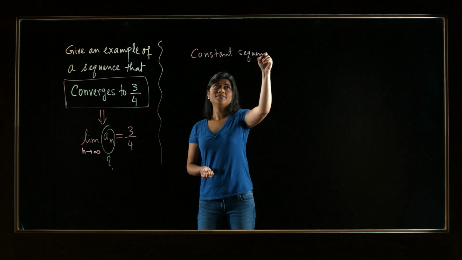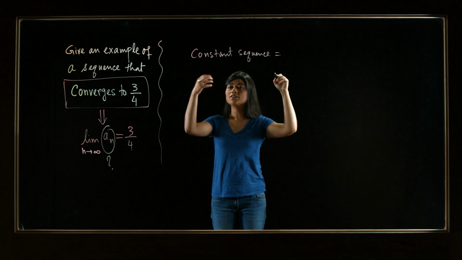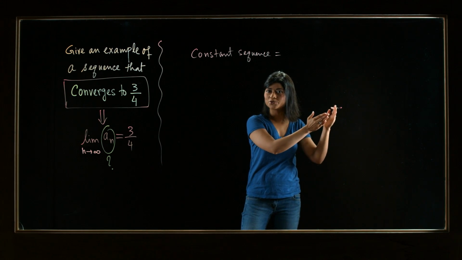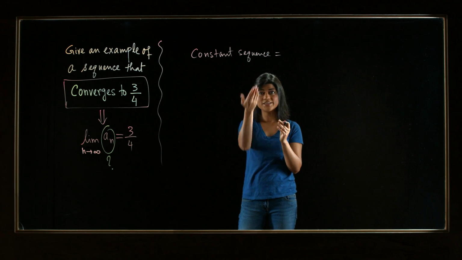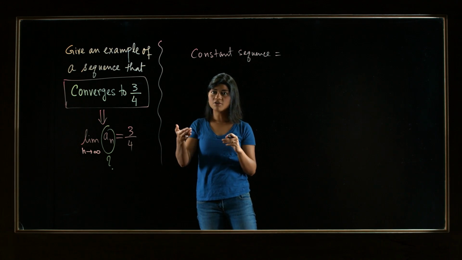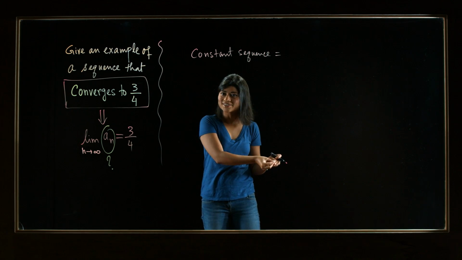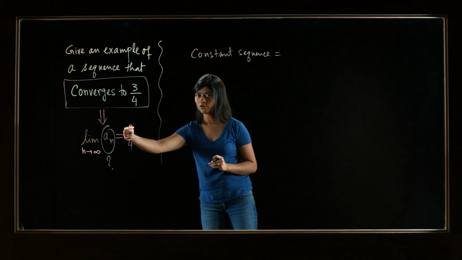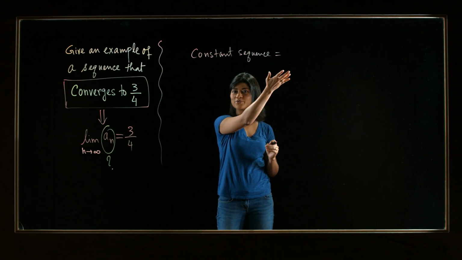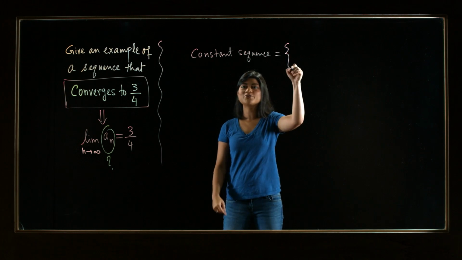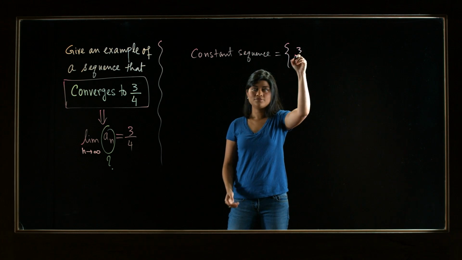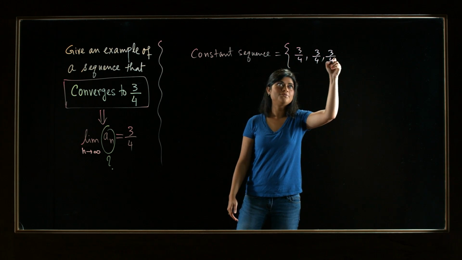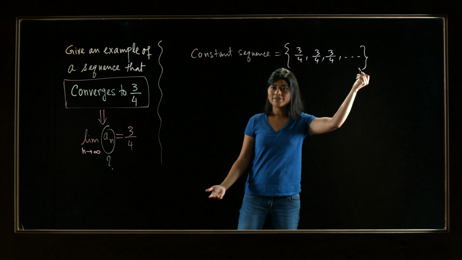That means that all the terms are the same. It's a constant that you choose. And since it's a constant sequence, the limit of the sequence will be that particular constant. Now, our limit has to be 3 over 4. So what do you think our constant sequence should look like? What are the terms going to be? First term is 3/4. Second term is 3/4. Third term, 3/4, and so on.